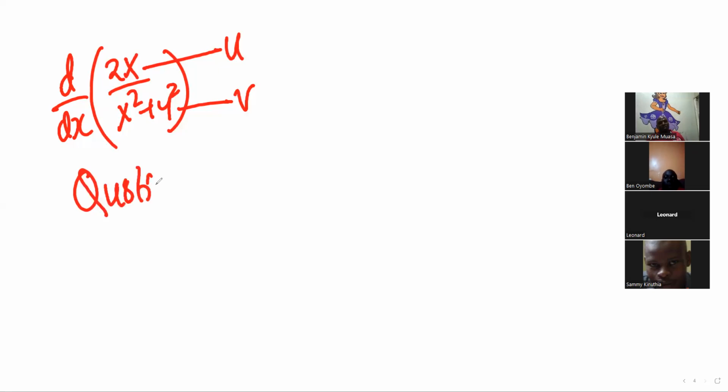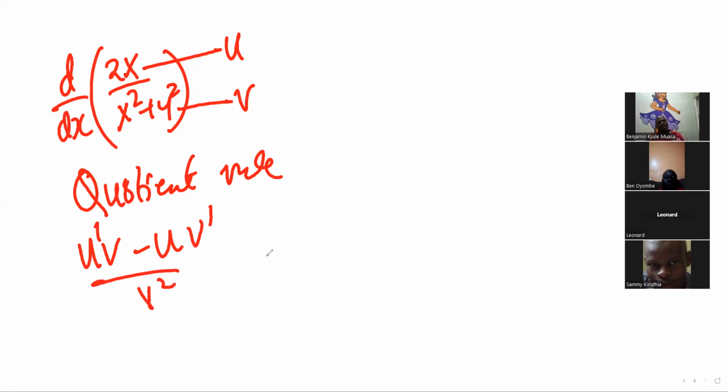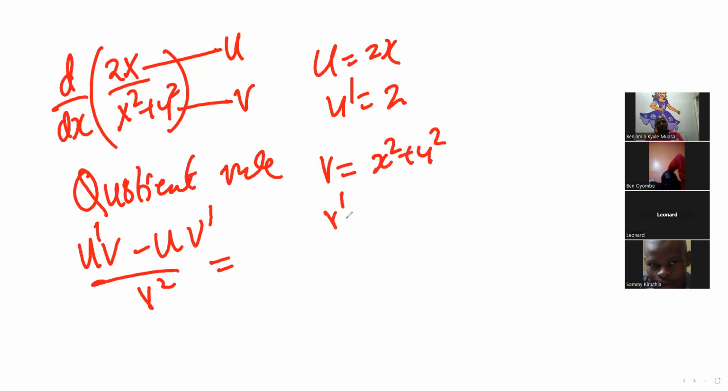The quotient rule says that u prime v minus u v prime over v squared, like that one there. So in this one here, our u is 2x. What's our u prime? The differentiation of 2x is 2. And then our v is what? Our v is x squared plus y squared. So v prime, we are treating y as a constant, okay? y is a constant, so it's just 2x.